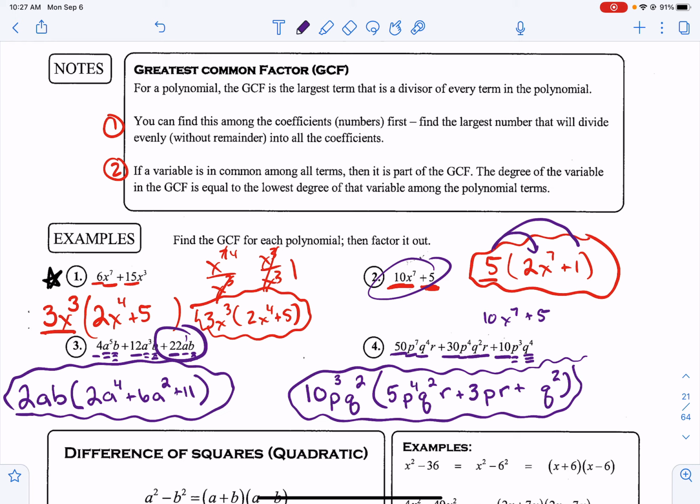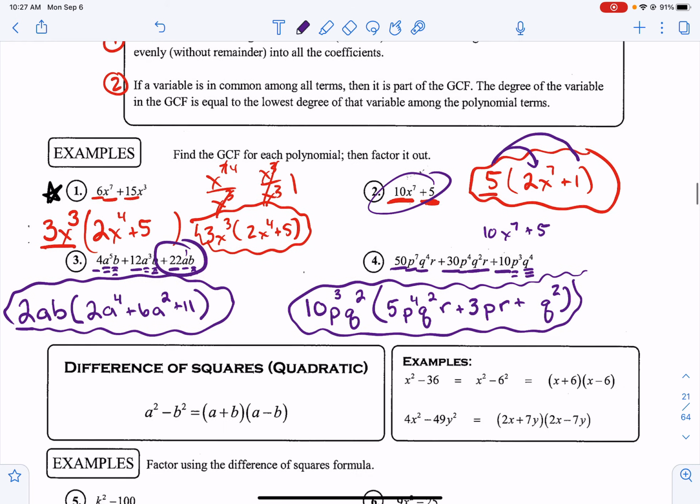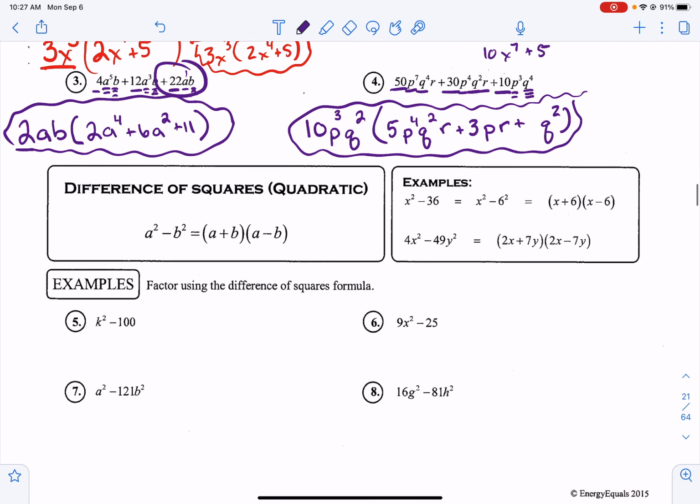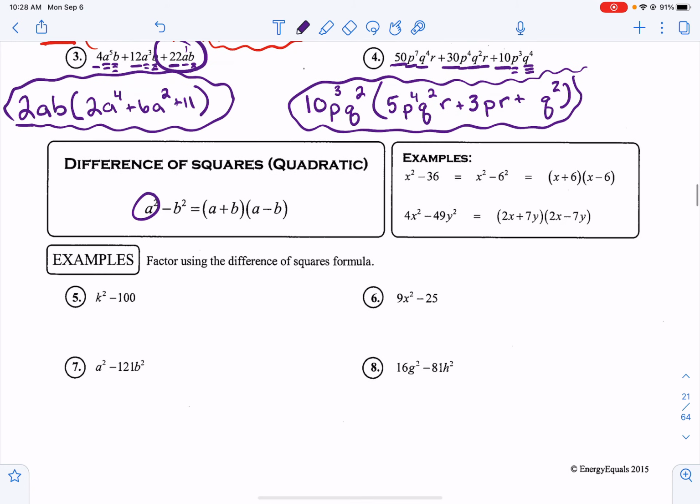Okay, now let me show you a special circumstance polynomial. If you ever have, this is called the difference of squares, and it's something, again, that's going to save you a lot of time and heartache later. Not just later this year, but later in your math classes in the future as well. If I have something that is a squared minus b squared, when I factor that, it comes out looking like this: a plus b times a minus b.